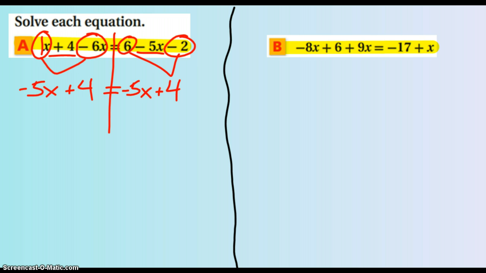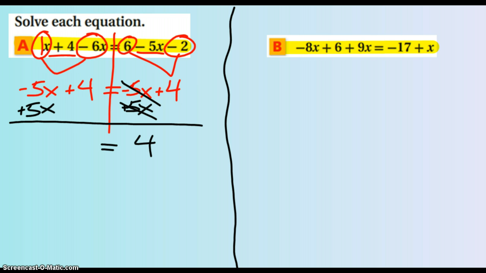So remember, we want to try to bring our besties together, so our x terms. Let's say I was going to try to add 5x over to this side, to the left. Negative 5x plus 5x cancels. I'm left with 4. Negative 5x plus 5x also cancels. I'm left with 4. We get 4 equals 4.